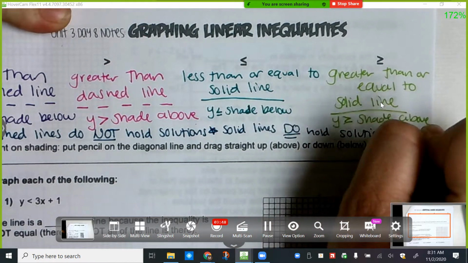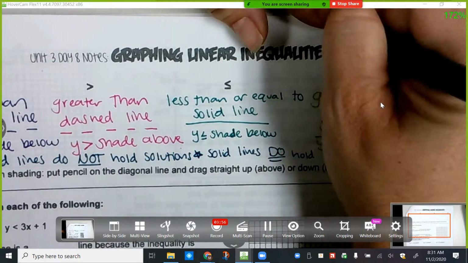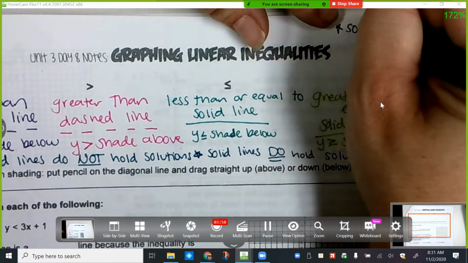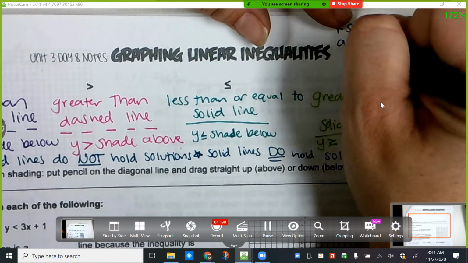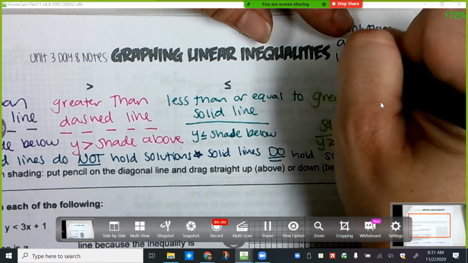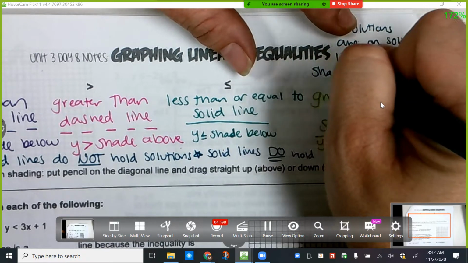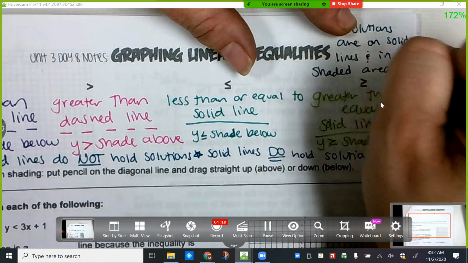Where else do you find solutions on an inequality graph? Where? In the shaded area. So I want you to realize solutions are on solid lines and in shaded areas.